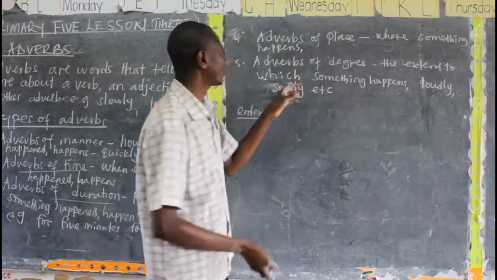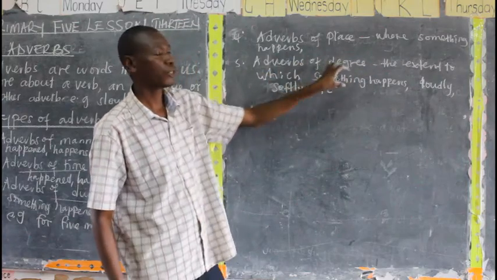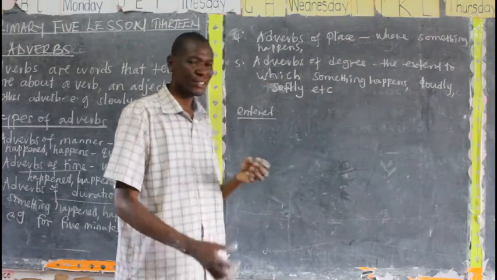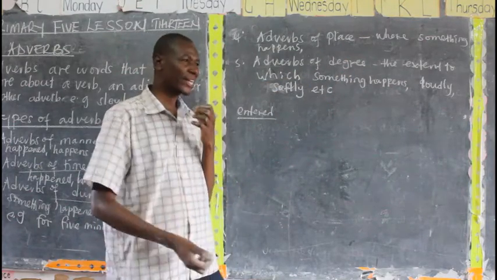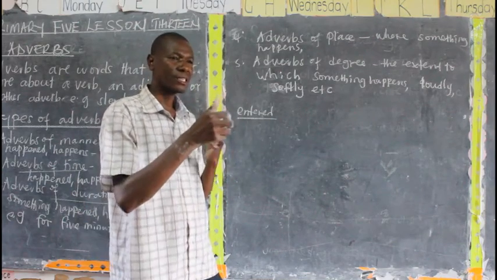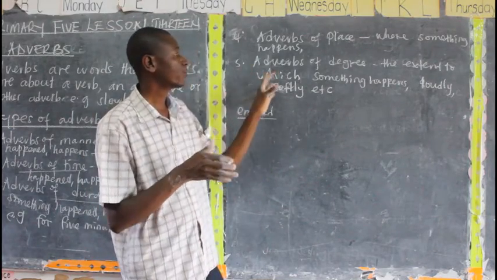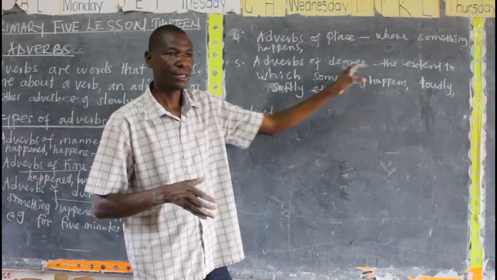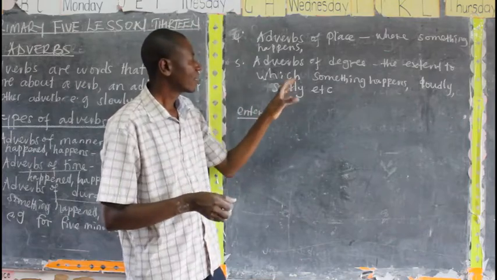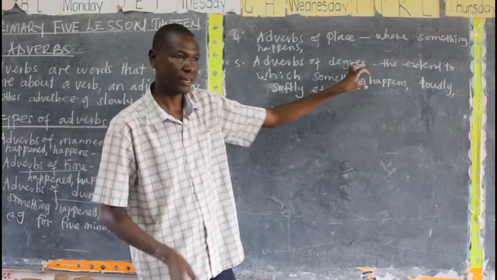Now these ones, softly, quietly, we can talk about them as adverbs of degree. Like you can say, there is too much work for me today. So that word too much, a lot, much, little, many, those ones are called the adverbs of degree. There are so many people in the market today. So that word many is called an adverb of degree.